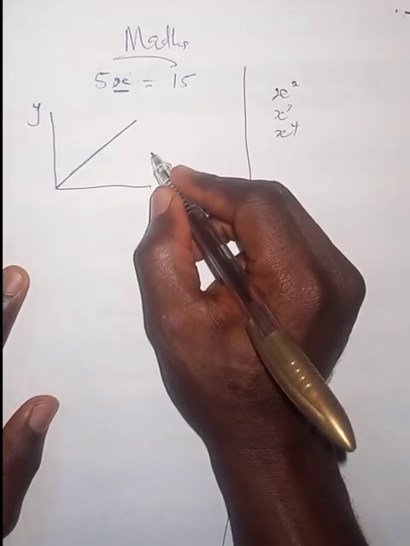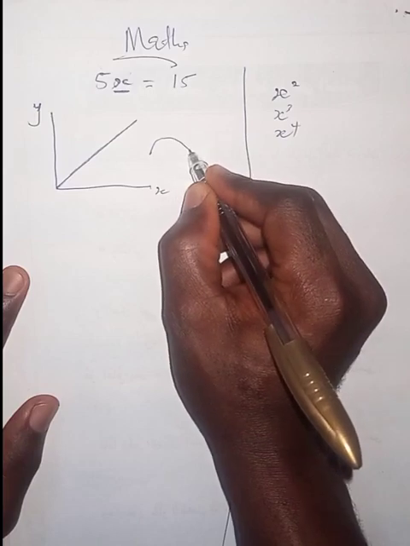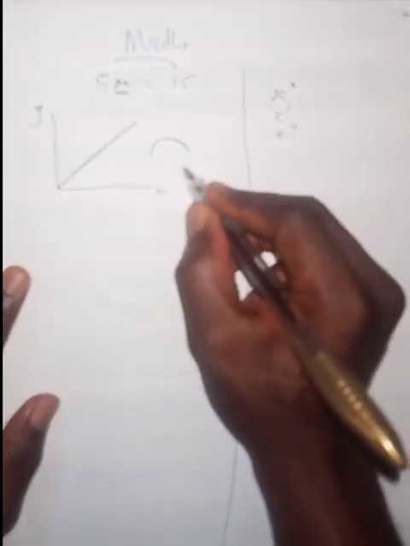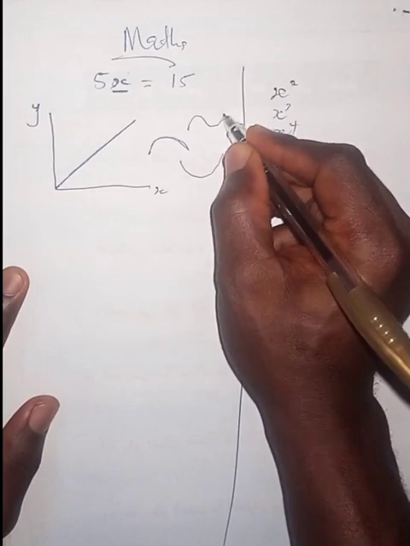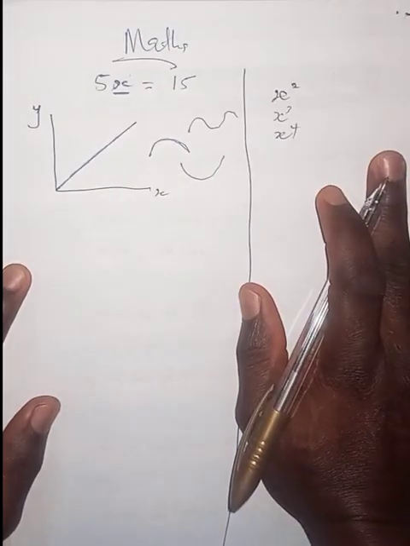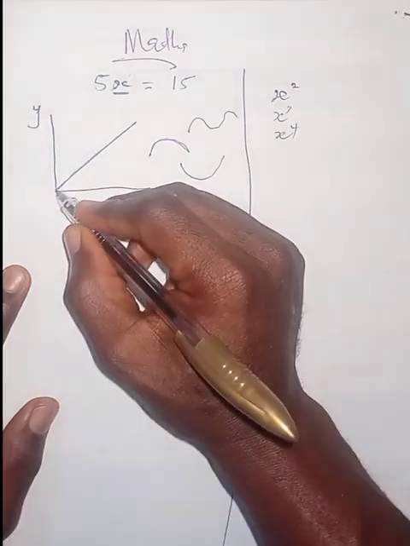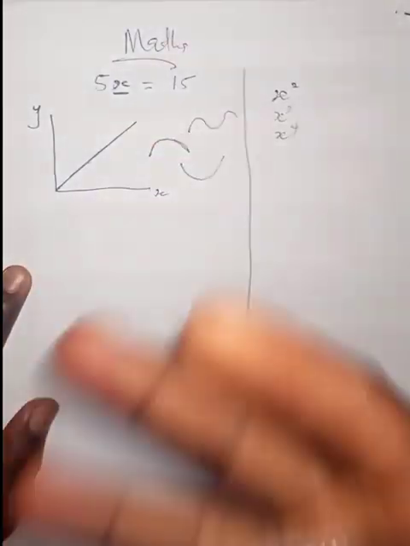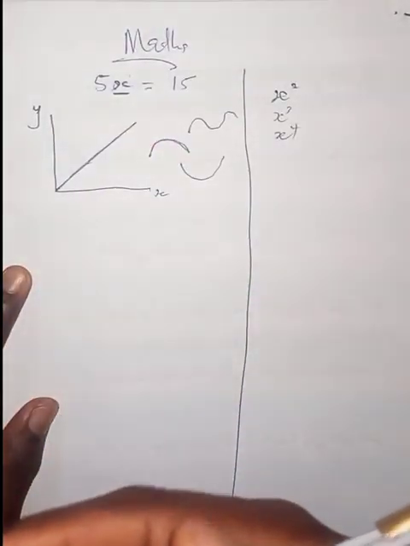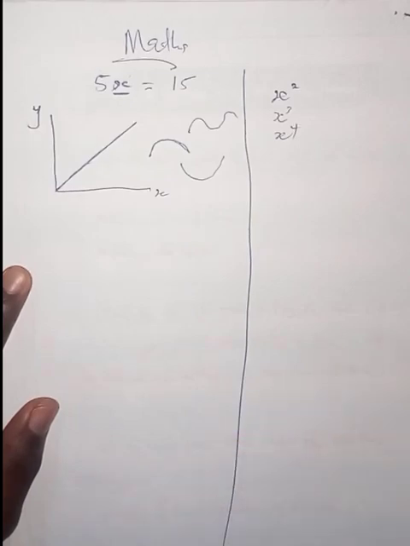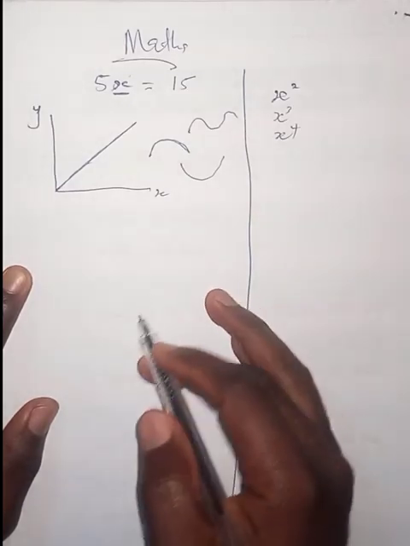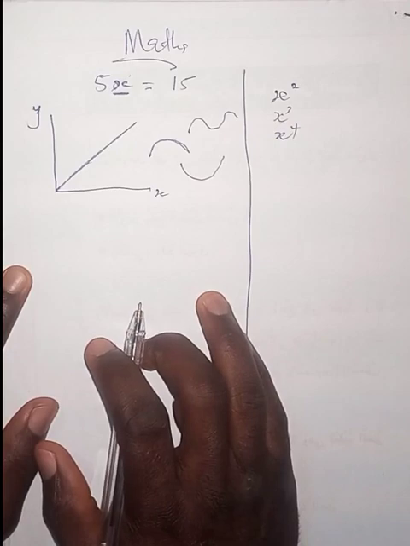It is not forming something like this. We have graphs like this, like this, like this. Do you get it? So this is what a straight line graph is. So linear equations are equations that form a straight line when graphed. Do you get it?